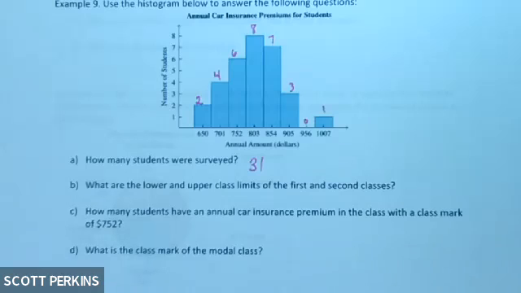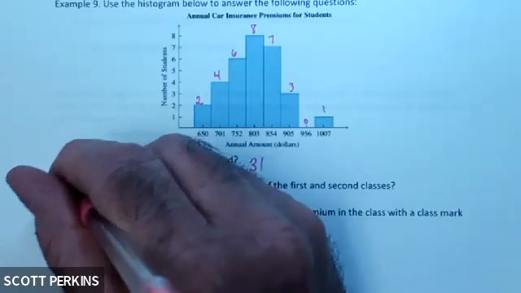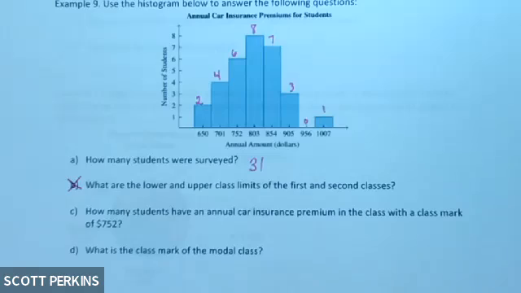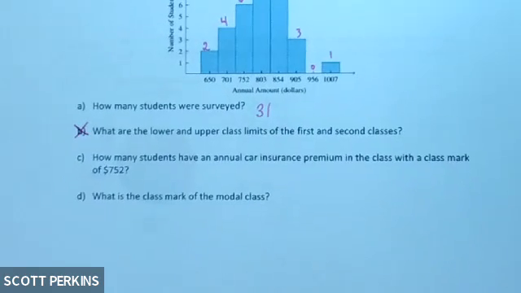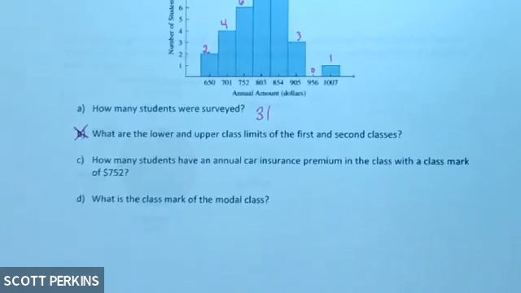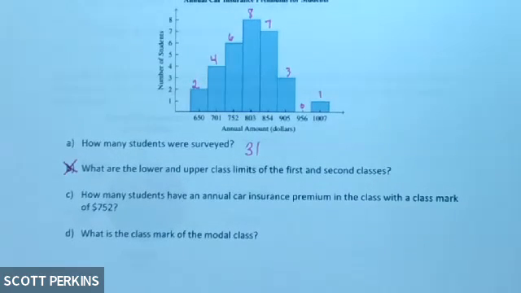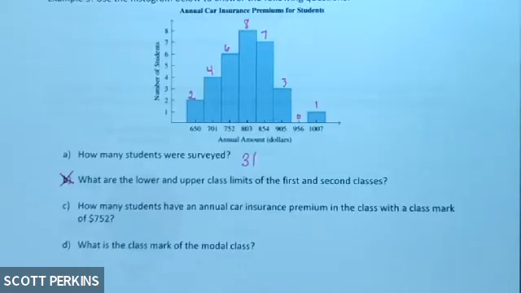All right, the second part we are not going to do. I think you need to make some assumptions. I don't like that problem. Okay, the C problem says, so again, just going to give you about 20 seconds. How many students have an annual car insurance premium in the class with a mark of 752? So give you just a few seconds to write down your answer.